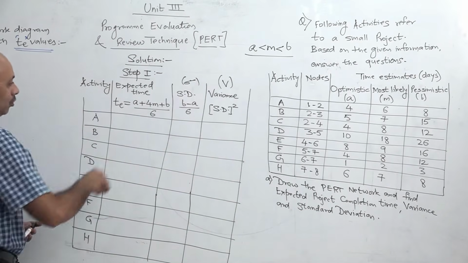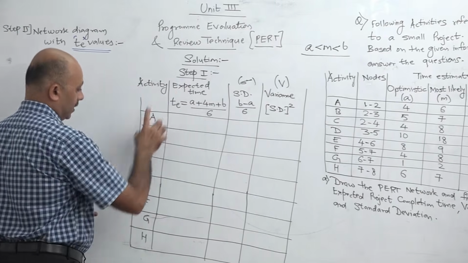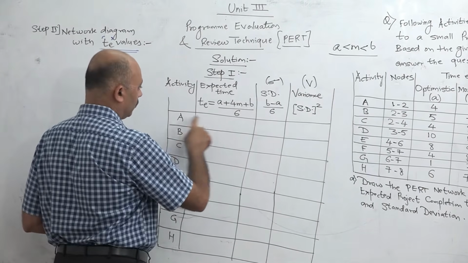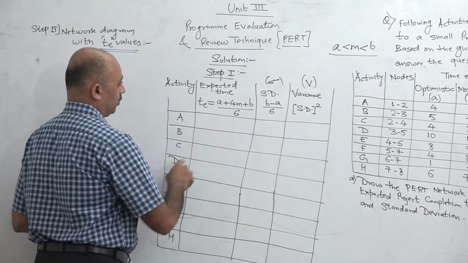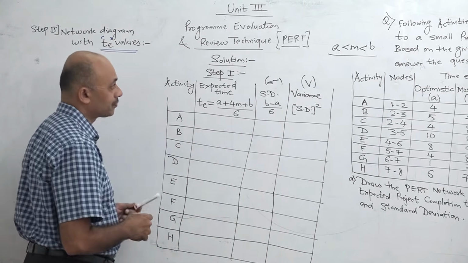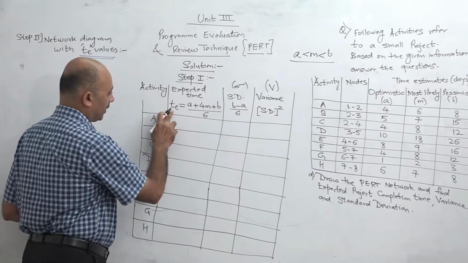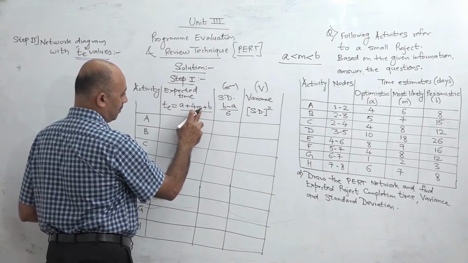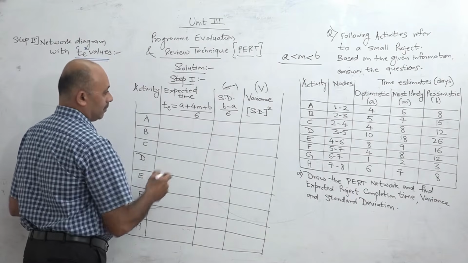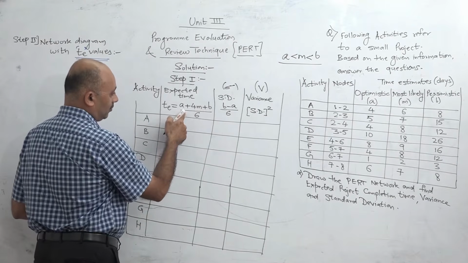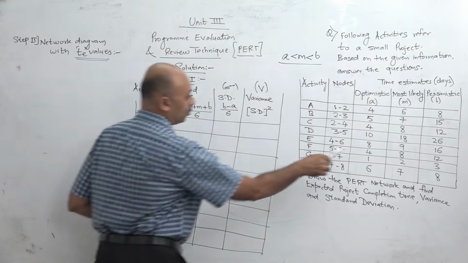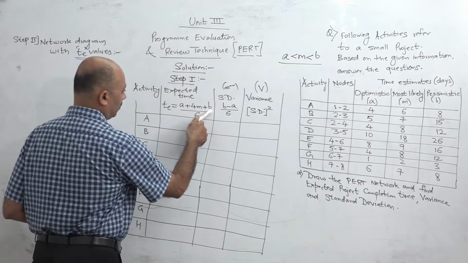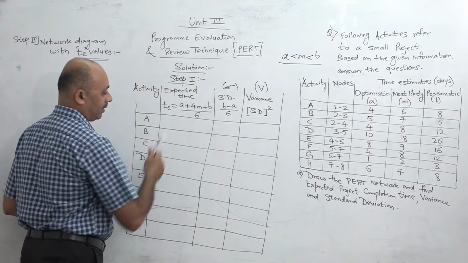So when we start the solution, step 1 is preparation of this table, in which we will calculate 3 values for every activity. The first value is the expected time of the activity, and the formula for expected time is TE is equal to A plus 4 times M plus B divided by 6, means optimistic time plus 4 times the most likely value, so this value of M will be multiplied by 4, plus the pessimistic value, and divided by 6.